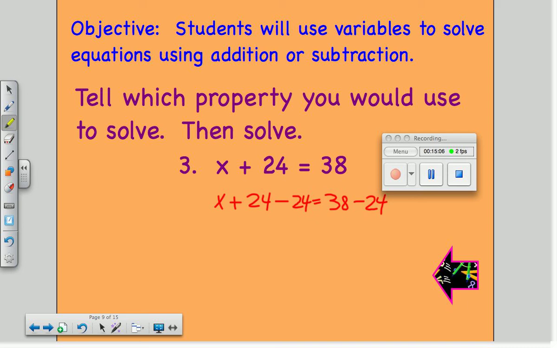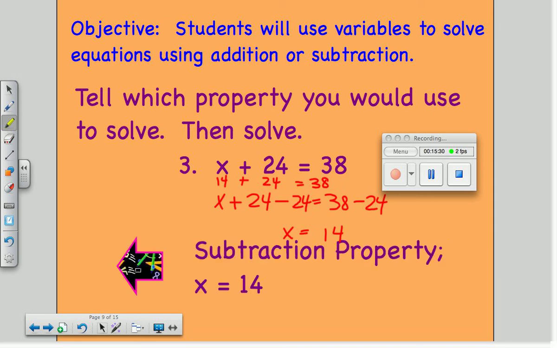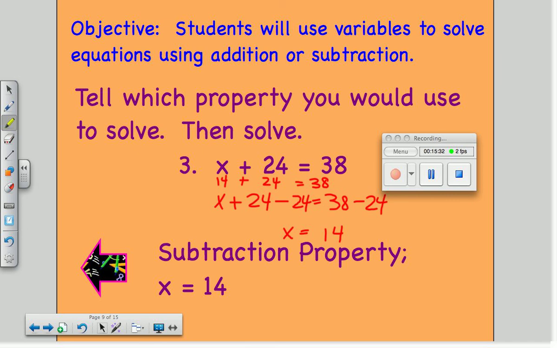So on this side, x plus 24 minus 24 is x, combining like terms. 38 minus 24 is 14. Replace 14 where the x is to make sure you still get the same answer. 14 plus 24 is indeed 38, so I know my answer is correct, 14. So you use the subtraction property of equality, and x equals 14.